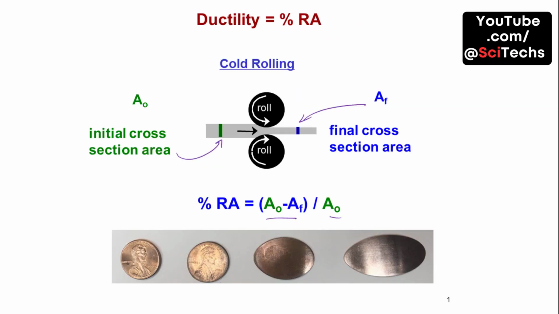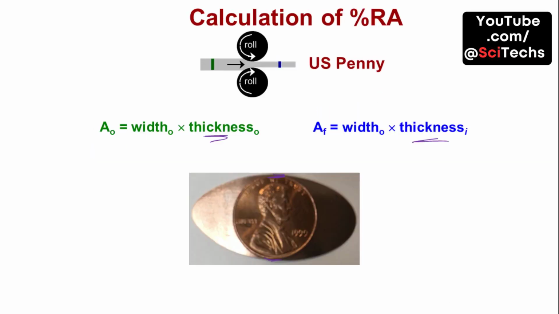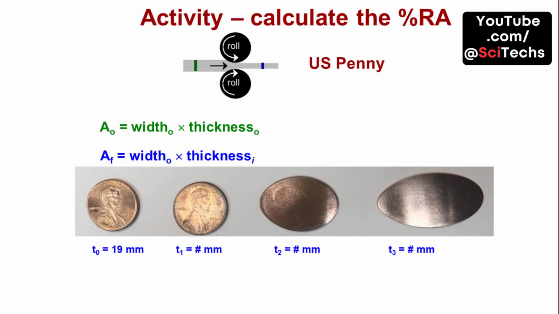Ductility can also be measured as the percentage reduction in area after cold rolling. To calculate the percentage reduction in area, we use the initial and final dimensions of the material. Let's apply the formula to calculate the percentage reduction in area for a US penny after rolling.